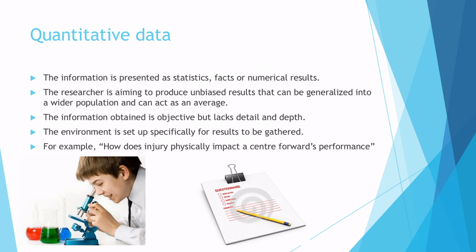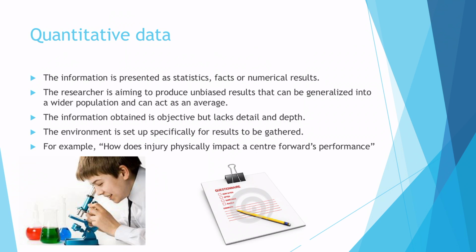The researcher is aiming to produce unbiased results that can be generalized into a wider population and act as an average. This would be more unbiased than qualitative data as you can't really lie about solid stats and numbers from scientific lab tests, whereas with qualitative data you could alter the results by altering the questions.